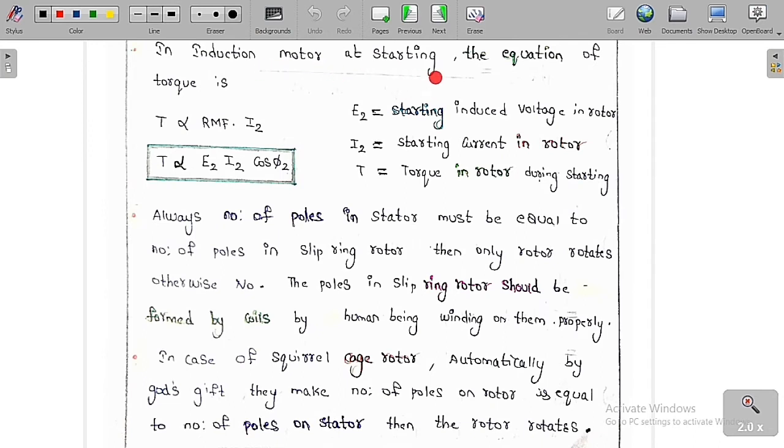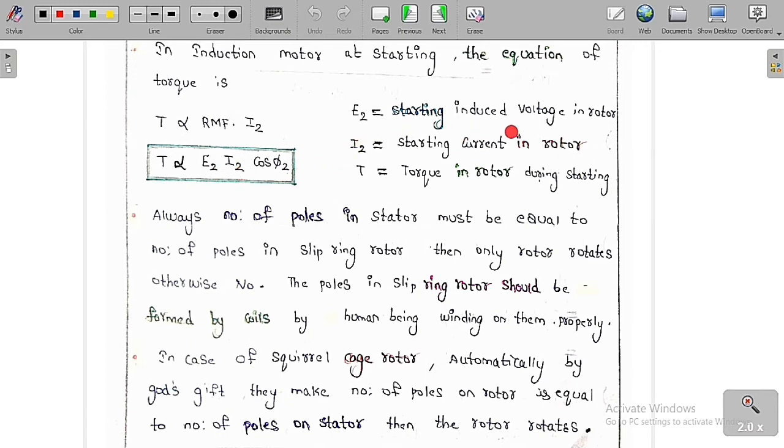In an induction motor at starting, the equation of torque is basically torque is directly proportional to RMF into I2, which is E2 I2 cos phi2. Therefore, torque is directly proportional to E2 into I2 into cos phi2. Here, E2 is the EMF induced at the standstill condition, at the starting condition. I2 is the current in the rotor at the starting condition, and cos phi2 is the power factor between the induced voltage and the induced current in the rotor.